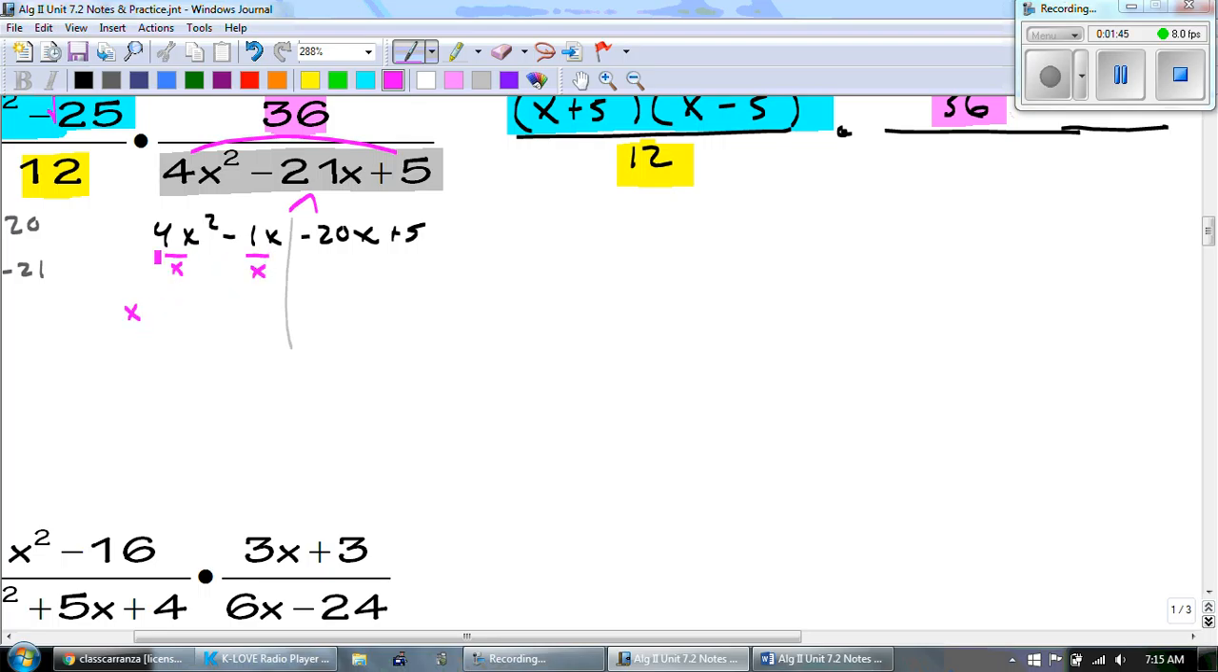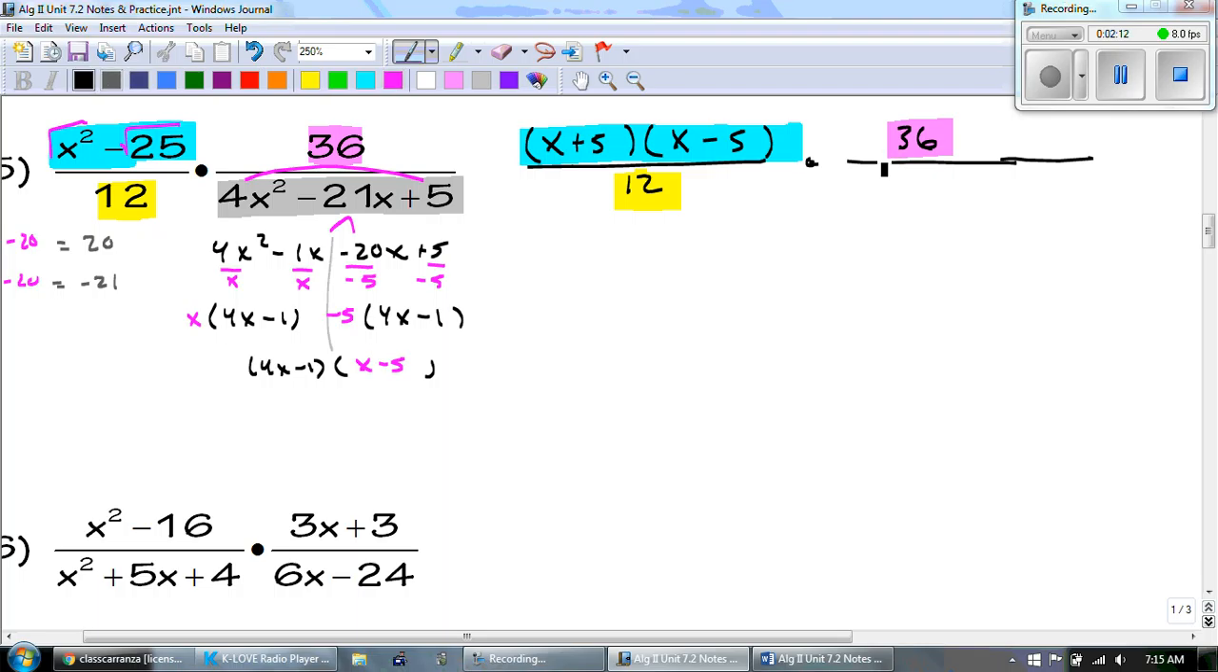We factor out the x, and we get 4x minus 1. Negative 20 and 5, we can factor out a negative 5. Negative 20 divided by negative 5 is 4x, and 5 divided by negative 5 is negative 1. So we get 4x minus 1 and x minus 5. Okay, so that's what we put underneath right here, 4x minus 1, x minus 5.